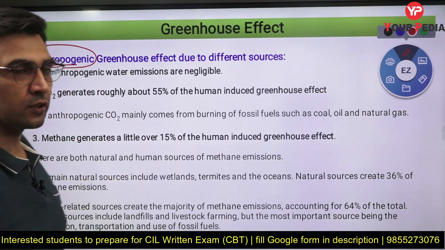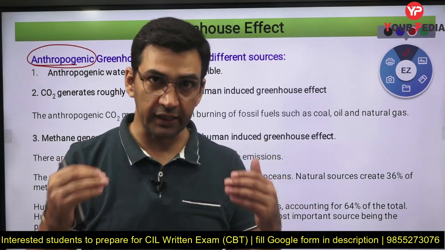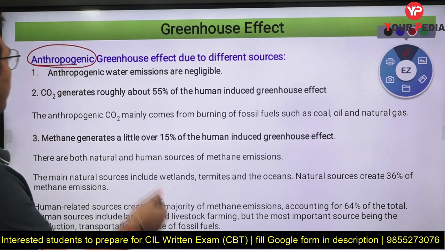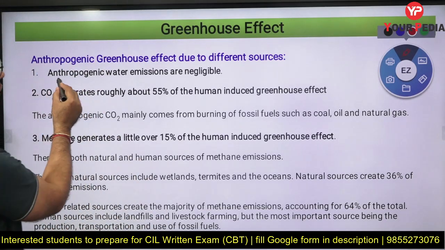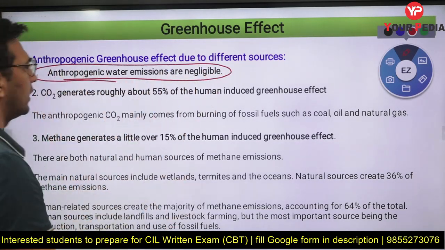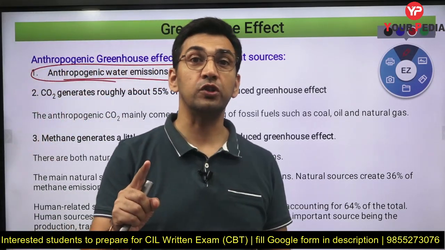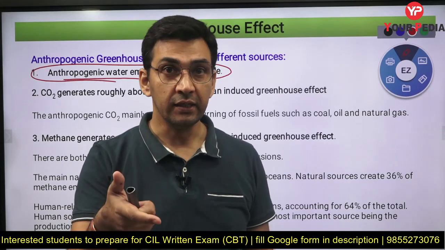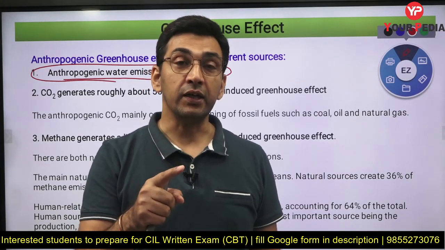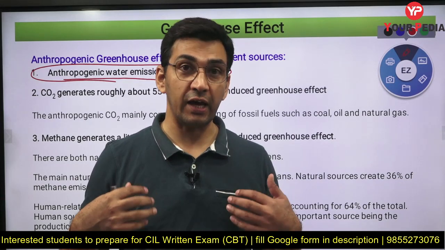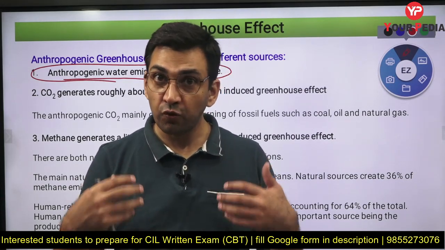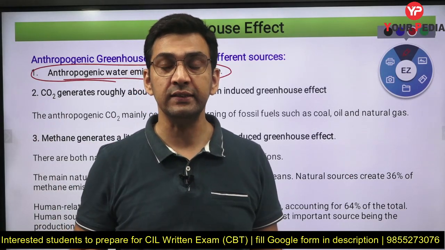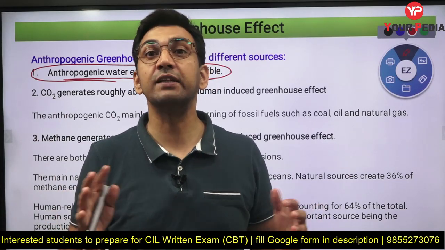anthropogenic greenhouse effect. Anthropogenic means created by human activities. Humans are responsible for that due to different activities. First, anthropogenic water emissions are negligible. I told you that the natural greenhouse effect is most predominantly because of water vapor and cloud formation. But have we been able to influence the water cycle to the extent that we are releasing the other greenhouse gases? No, we have not been able to influence it by that amount.